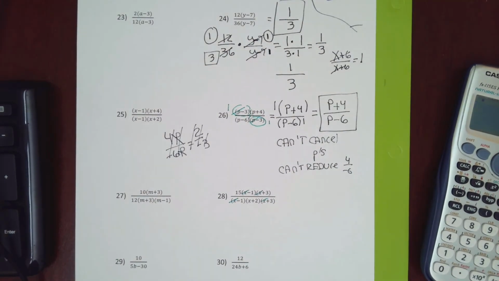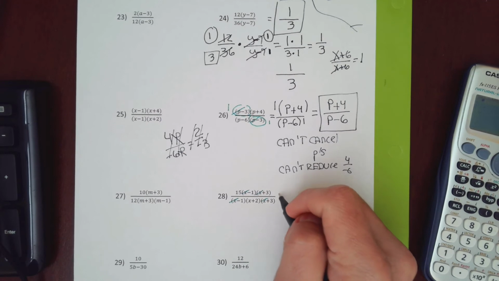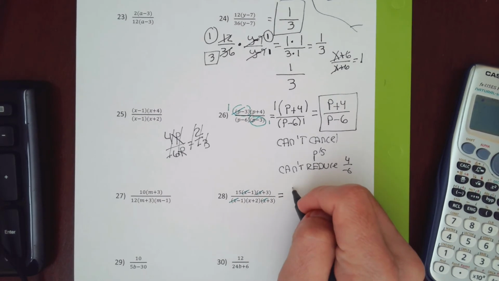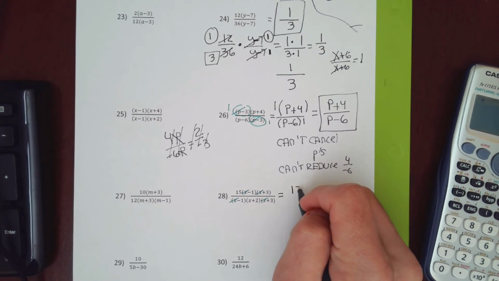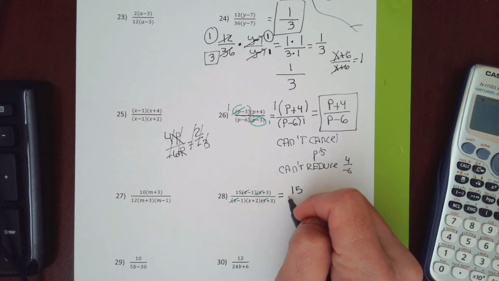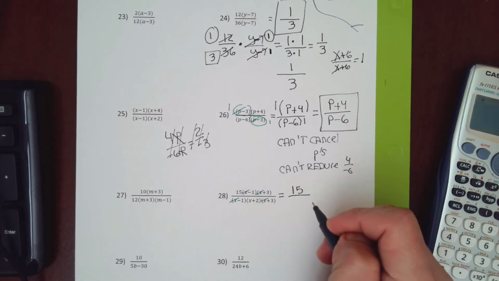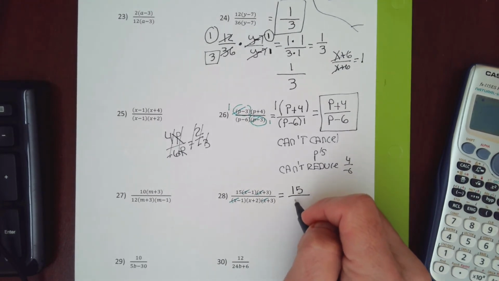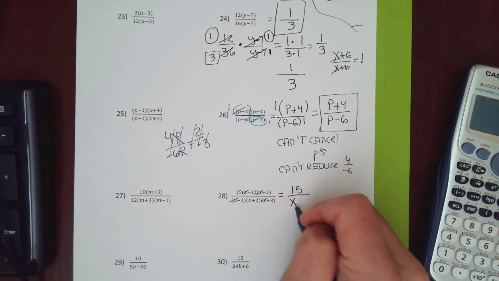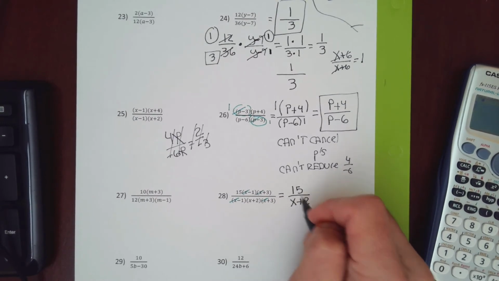They're identical. When I cancel things, they turn into 1s. I usually don't write the 1s. After I cancel, the numerator has a 15 left and a couple of 1s that I don't need to write. The denominator has an x plus 2 left, and because I've gotten rid of all the factoring, I don't need the parentheses anymore.